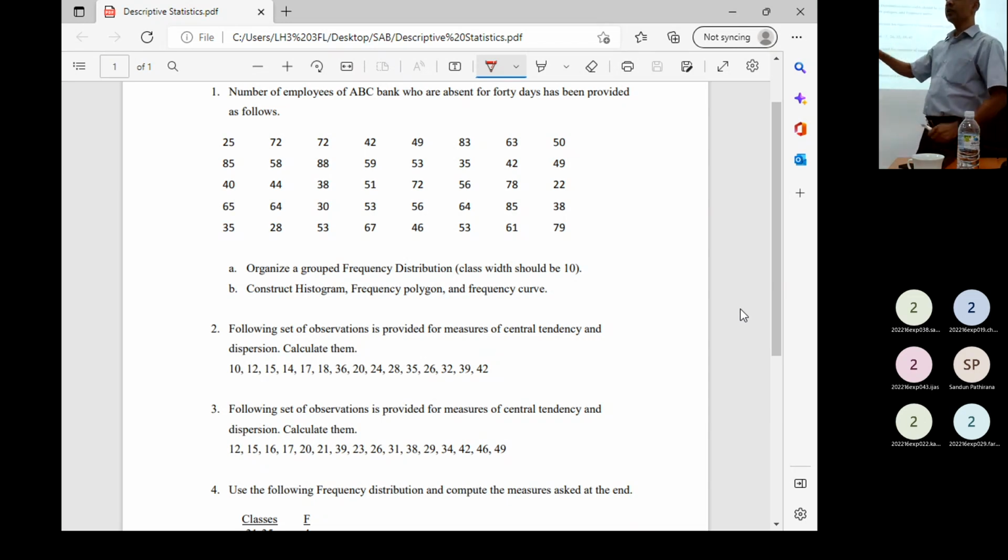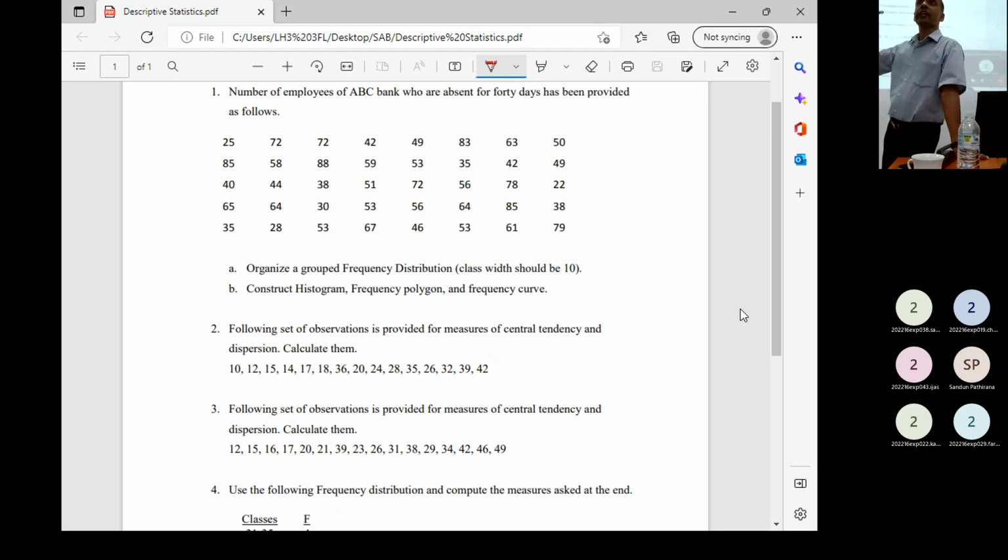When you are organizing, you will identify some technical terms: class width, real limits, practical limits. Then you want to take upper limit, lower limit, practical limits, mathematical limits, different terms you need to understand. Without them, you can't start the calculation part, or the organized data presentation part.